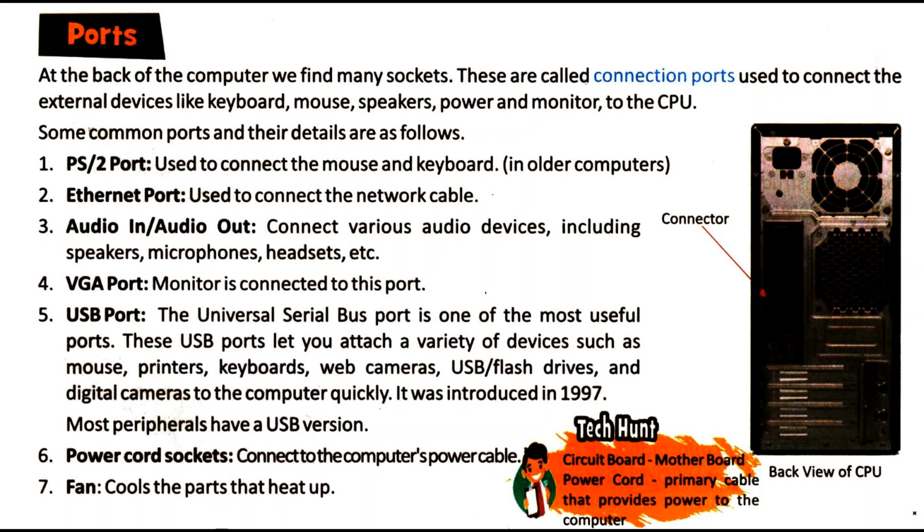PS/2 port. This type of port is used to connect the mouse and the keyboard, which are available in older computers. But nowadays USB port is available to connect keyboard and mouse also. Second one, Ethernet port, used to connect the network cable. Audio in, audio out, used to connect various audio devices such as speaker, microphones, headset. It is a circle type of port.